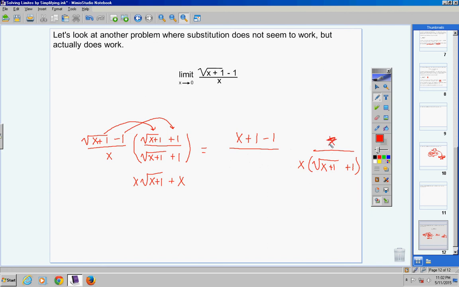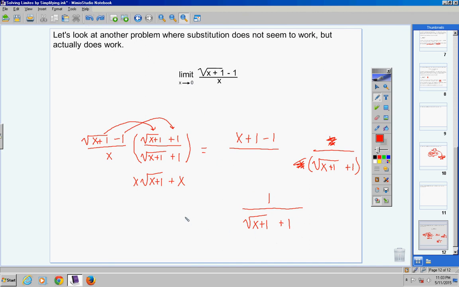This x here cancels with this x here, so I'm left with 1 over the square root of x plus 1, and then plus 1. So everywhere there is an x, remember this whole expression here has now been simplified to this expression here, okay? So I'm no longer taking the limit of this function, I'm now taking the limit of this function. So everywhere there's an x, I'm going to put a 0.